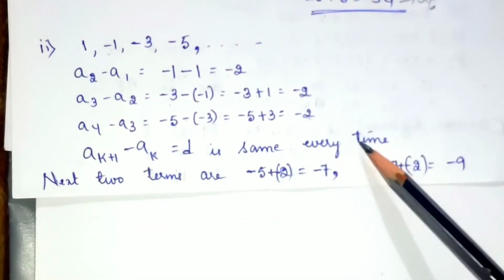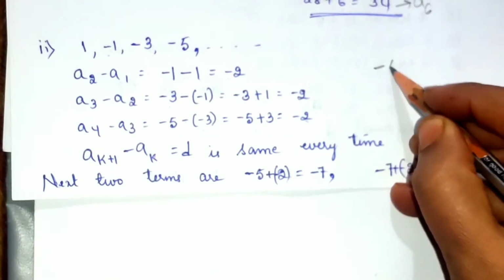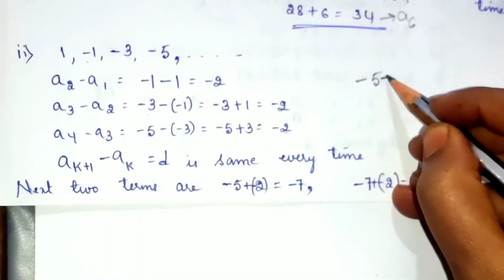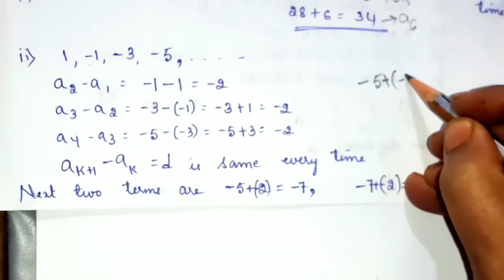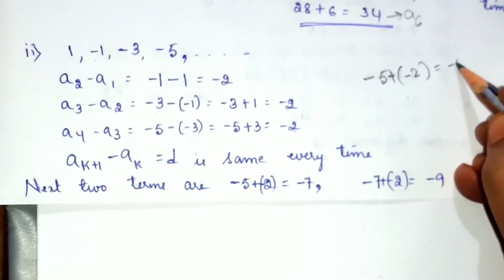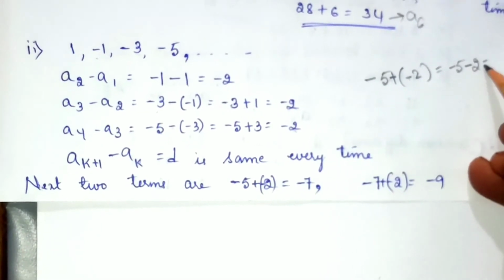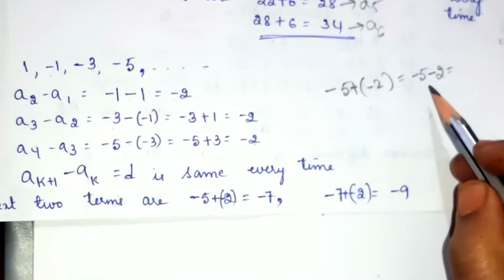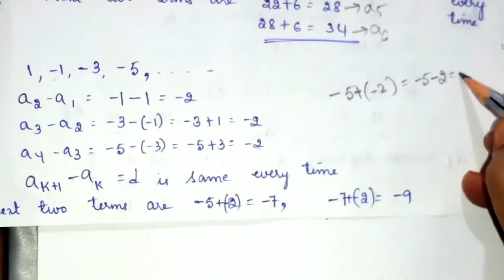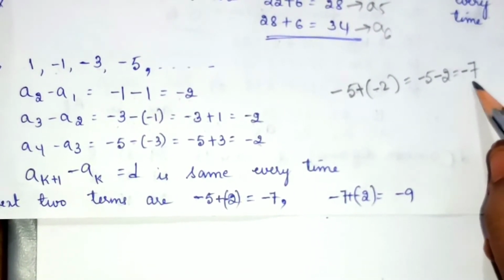Then the next 2 numbers are, see, last number is minus 5. Now what you have to do? I have to add the common difference. What is the common difference? That is minus 2. Now what happens? Minus 5 plus into minus is minus 2. Now 5 and 2 are having the common sign, that is minus, it will become minus 7. Now minus 7 is the fifth term.